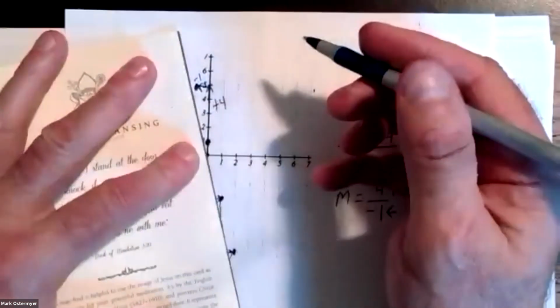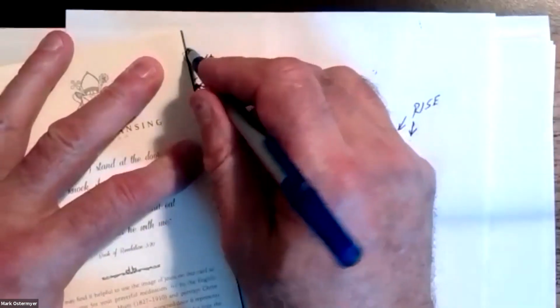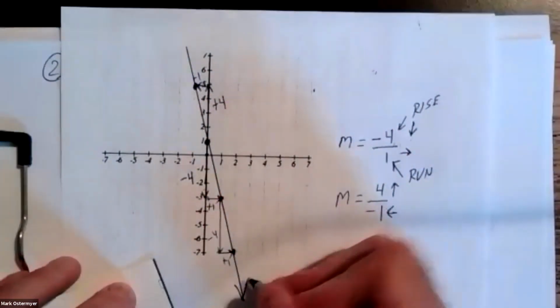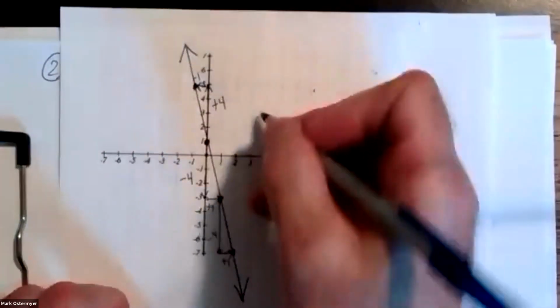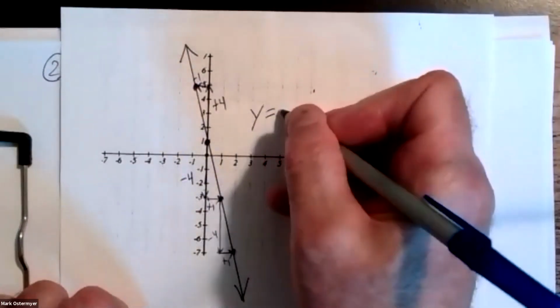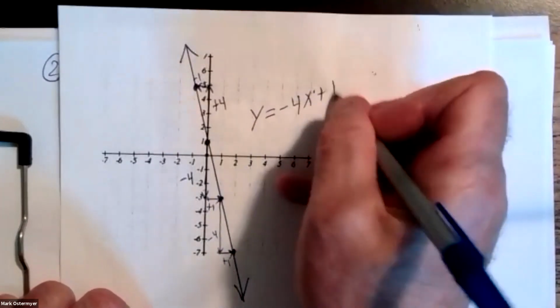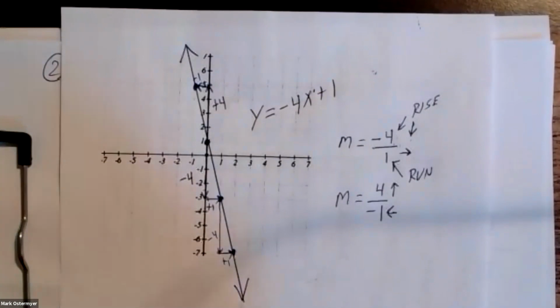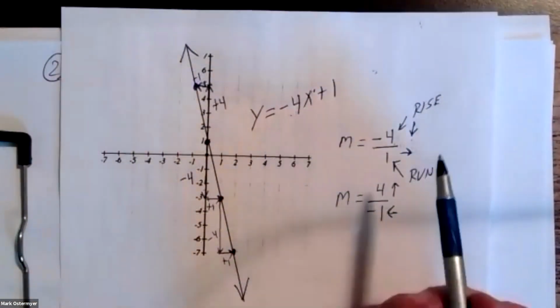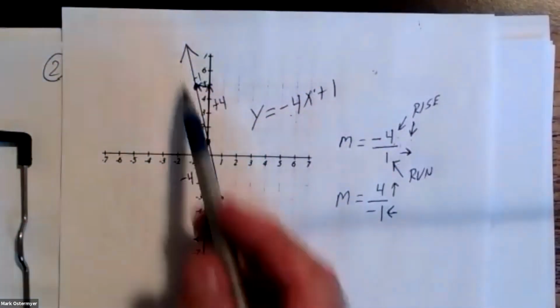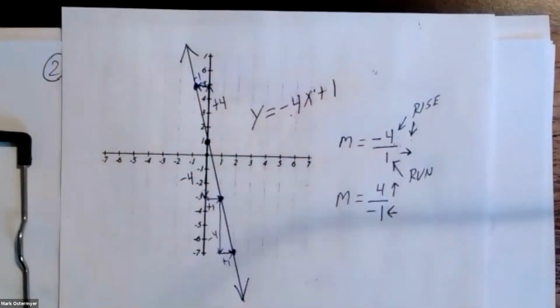Take a ruler and put a line through these points. Notice they all lie on a line, and you have the graph of that linear equation. That was in slope-intercept form, and the equation was y equals -4x plus 1, correct? Notice the slope is indeed negative, and that's why this line is a falling line, because it has a negative slope.